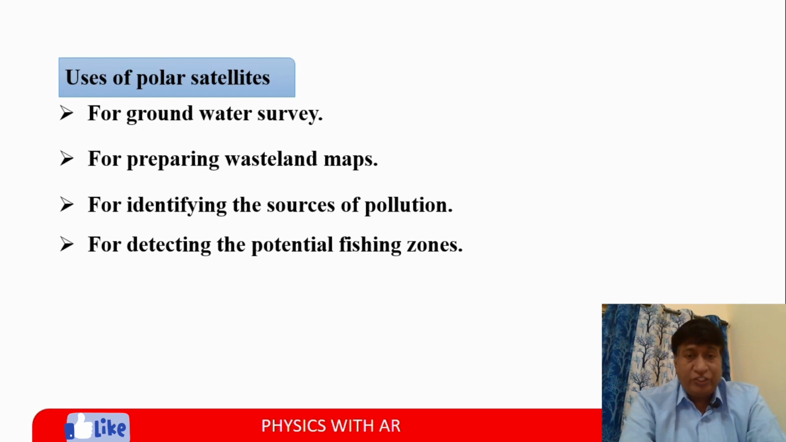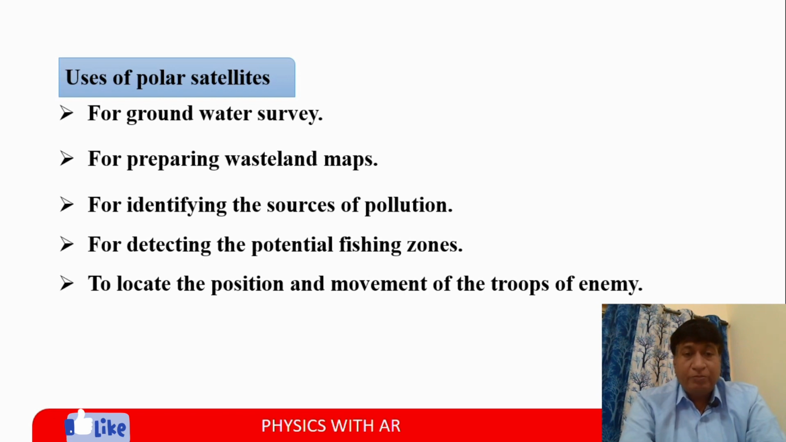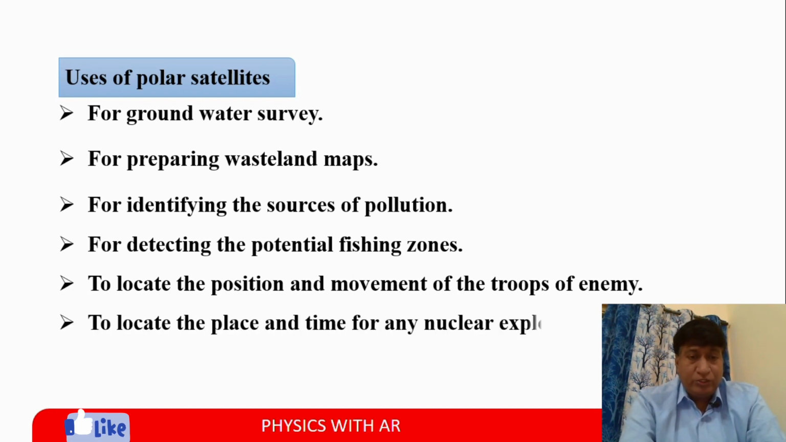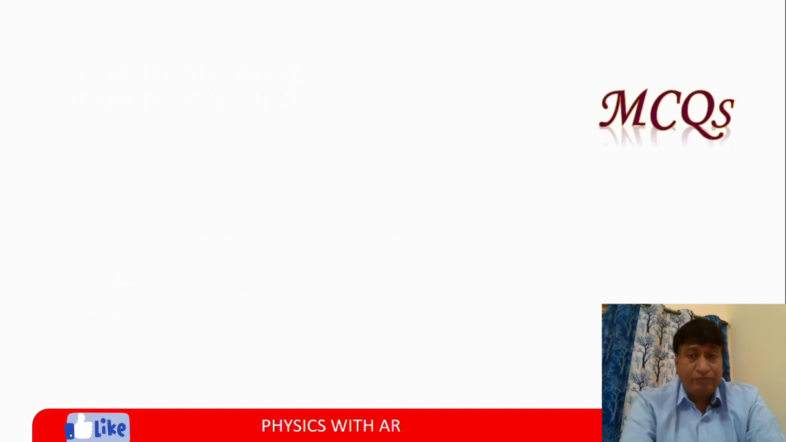For detecting the potential fishing zones, to locate the position and movements of troops of enemies. In some countries, they will survey whether any enemies are entering into their country, so for that purpose also we can use these polar satellites. To locate the place and time of any nuclear explosion, whenever wars happen, under that condition these polar satellites can be helpful.